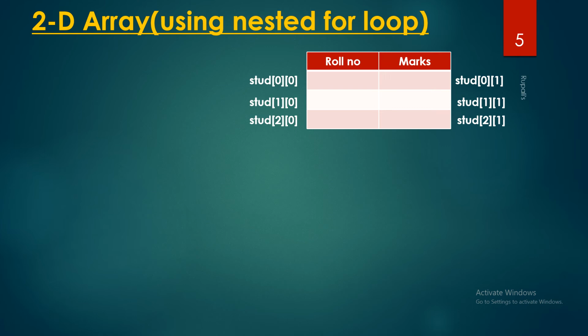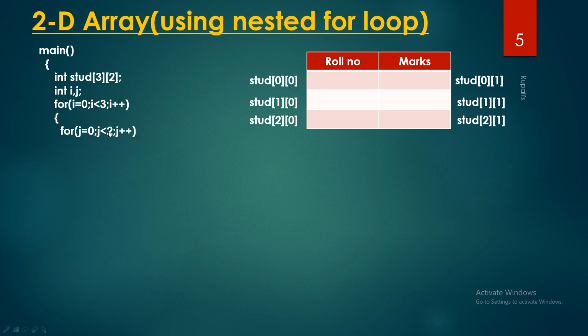Now the programming. How you can write a two-dimensional array using nested for loops. Consider a situation where I want to store the roll numbers of 3 students and corresponding marks. So first this is our main. I am declaring this array with 3 rows and 2 columns, and I start one for loop from 0 less than 3. This for loop is for rows, and 0 to less than 2, this for loop is for columns, and then printf enter roll number and marks.